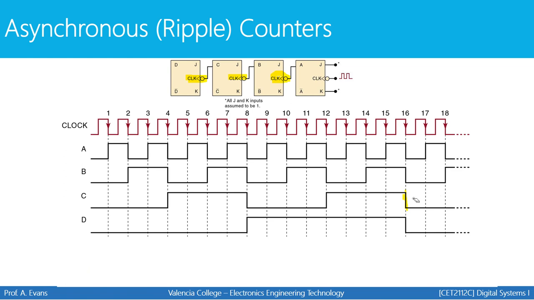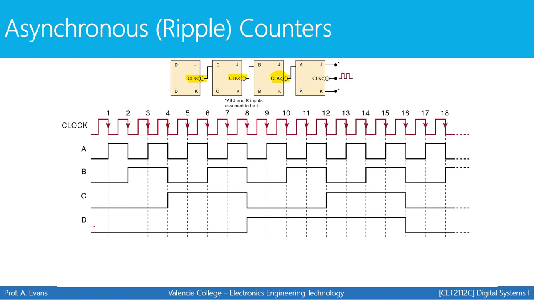Now, the next question is, how does this prove that this circuit is a counter? How is it counting? How would we know that? What we're going to do is look at the output of each flip-flop, D, C, B, and A. We're going to use those outputs to create a number. Output D is the most significant bit of our number, so we're going to read bottom to top.